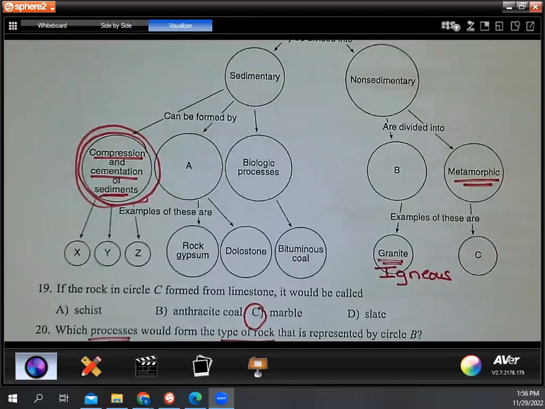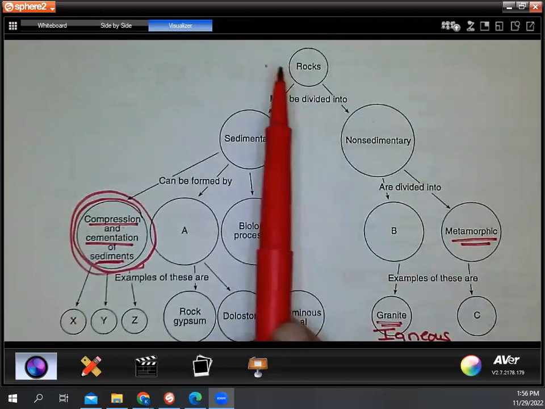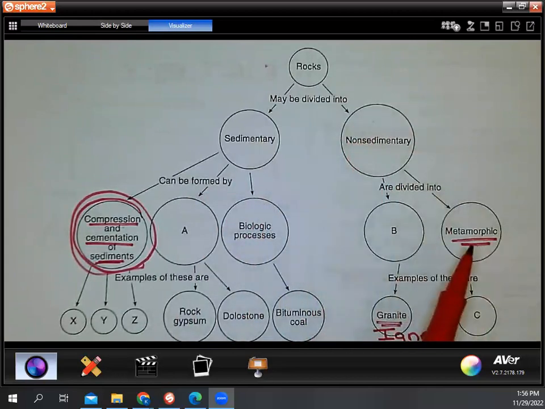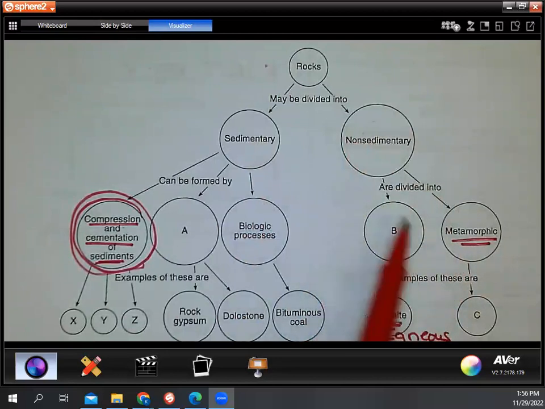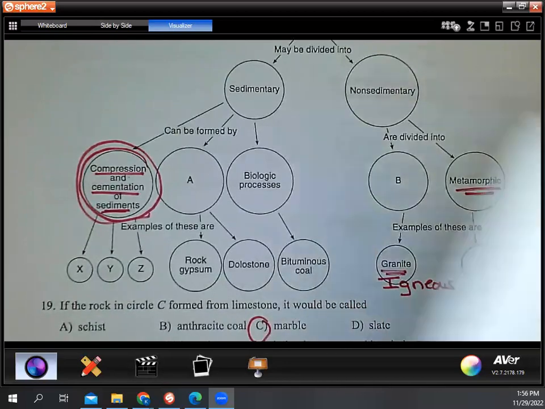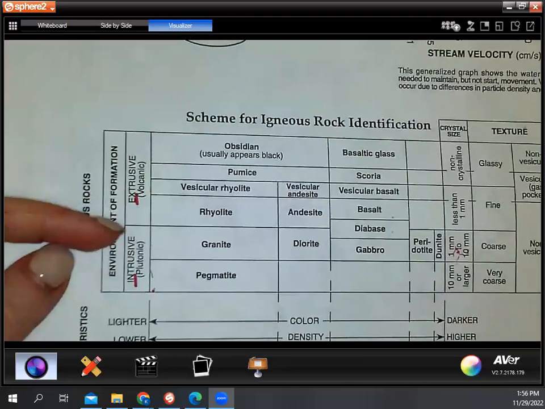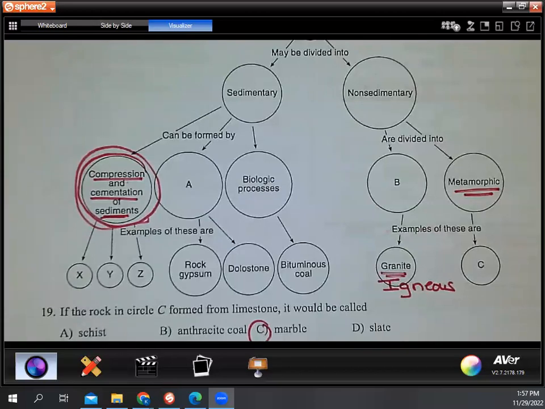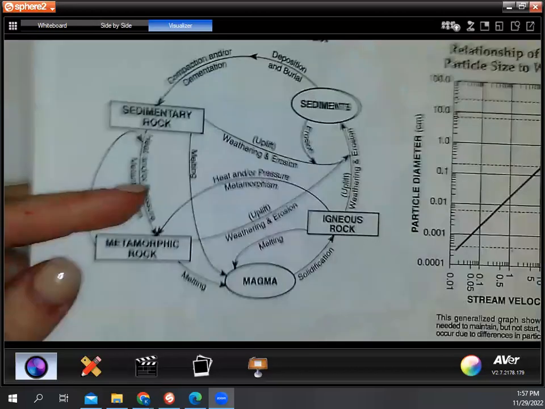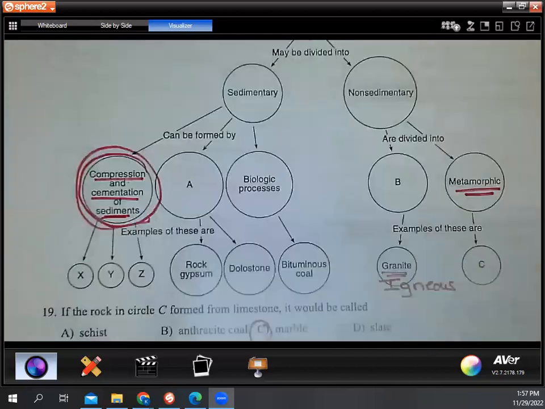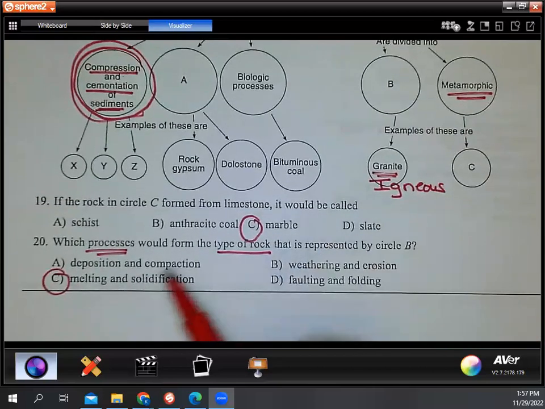So I'm going to look up here at circle B. They show me these are rocks. I've got sedimentary over here. These are non-sedimentary, metamorphic. So this is going to be some sort of igneous rock. They tell me it's granite. If I don't know that granite is an igneous rock, I can look on my reference table, pages 6 and 7, until I find it and read the name of the table. Granite is igneous, and igneous rocks form from the solidification of magma. And if I look here, they talk about melting and solidification. So 20 is safe.